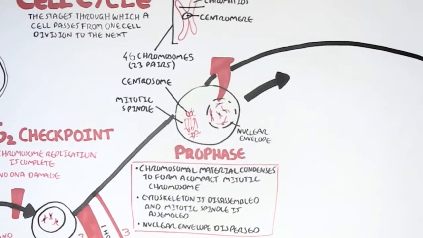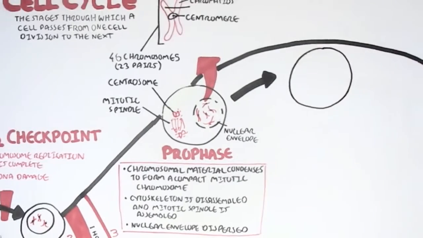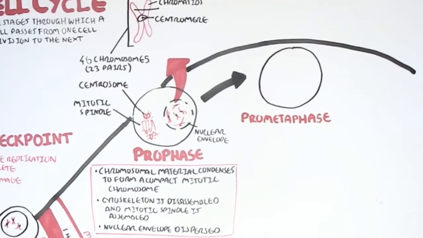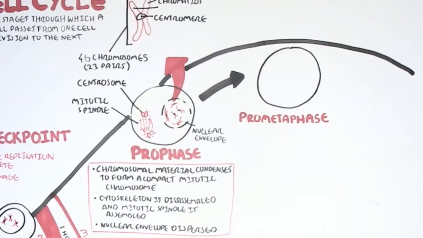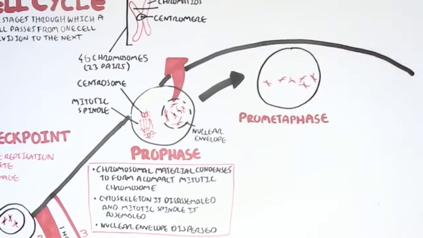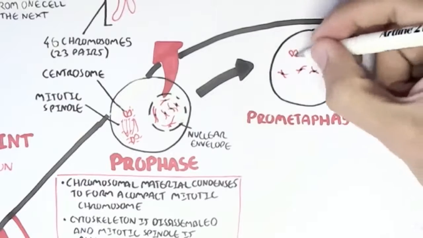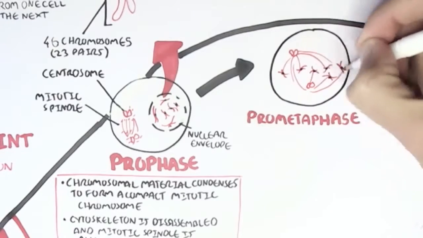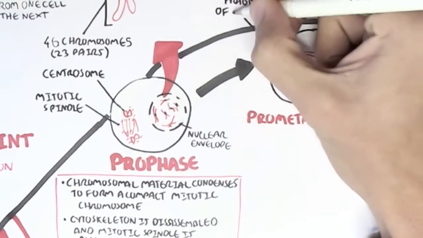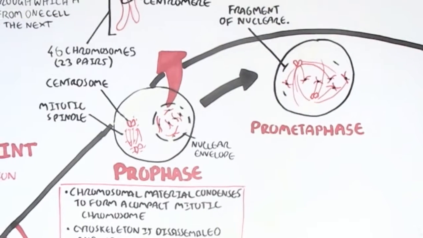Now prophase will then enter metaphase. Metaphase itself has an early stage and a late stage. Let's look at the early stage first, known as prometaphase. Here we have the chromosomes just in the cytoplasm. We have the centrosomes, remember, forming the mitotic spindle. You will see in prometaphase that the cell will still have the fragments of the nuclear envelope that was degrading.